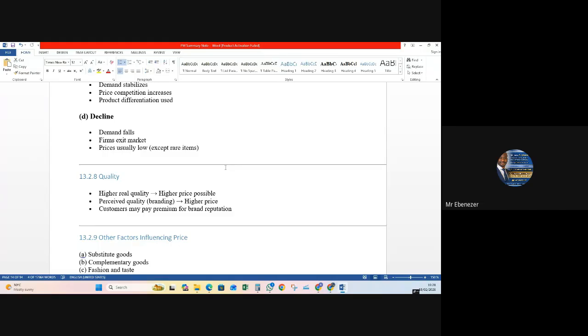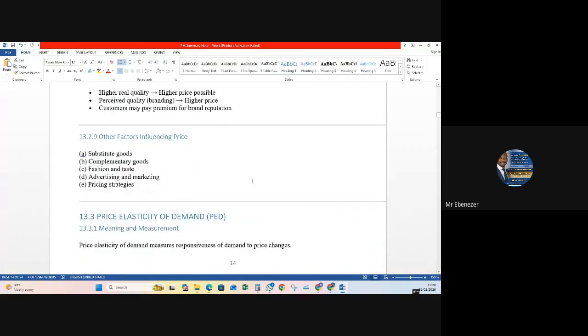Now for branding, when you increase the quality of your branding, it can lead to higher price. And customers can pay a premium for brand reputation. Yes, you can pay a premium for brand reputation. Now, there are other factors that influence the price of your product.